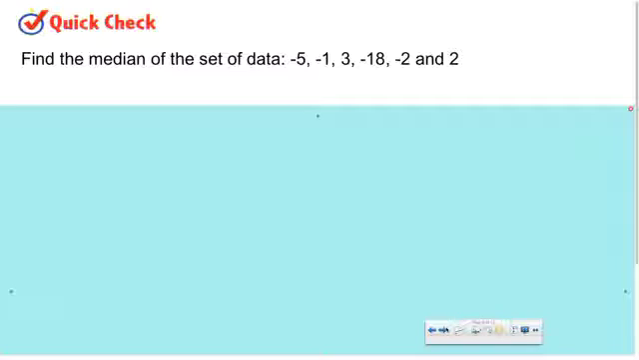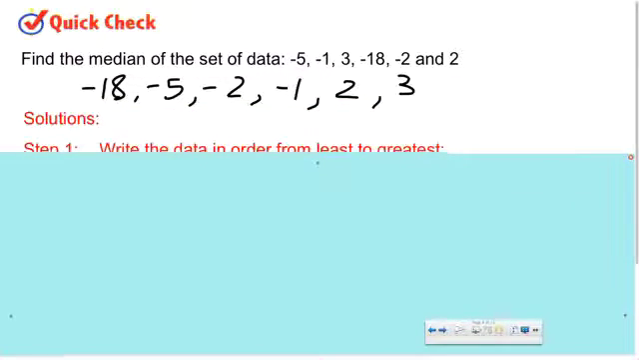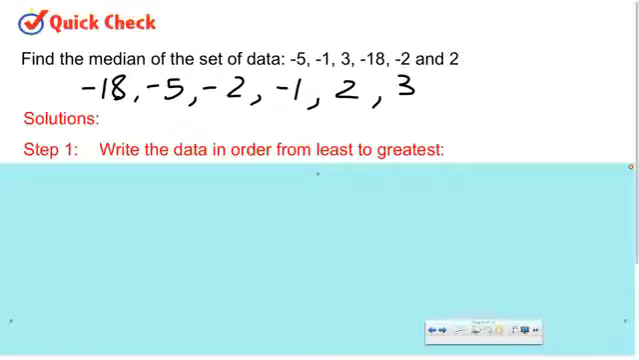Okay, who can give me the list? Yes, go ahead. -18, correct. -18, then what? -5, uh-huh. -2, -2. -1, mm-hmm. 2, and then 3. Very good. Now, is the median in the set already? No, because we have an even number, we have to make one, right?